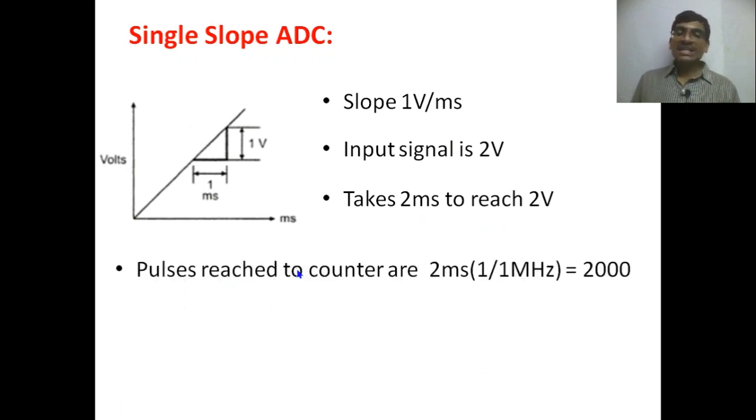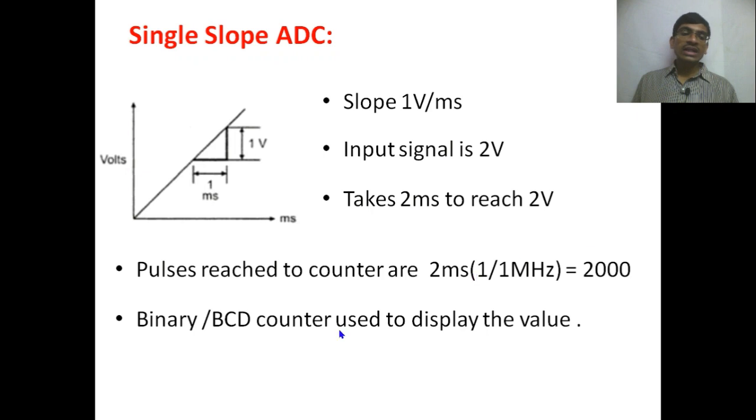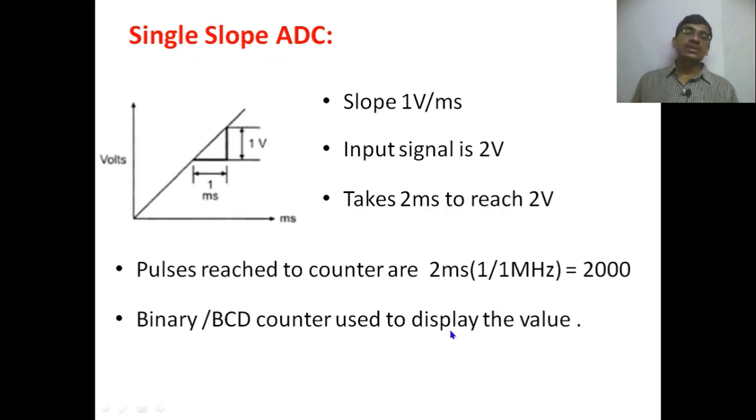The number of pulses generated to the counter is given as 2 milliseconds divided by 1 by 1 megahertz, which is 2000 pulses. The 2000 pulses are received by the counter, and the binary counter is used to display that value. Therefore this 2000 count will be displayed on the binary counter display device. Like that, the single slope ADC will work.